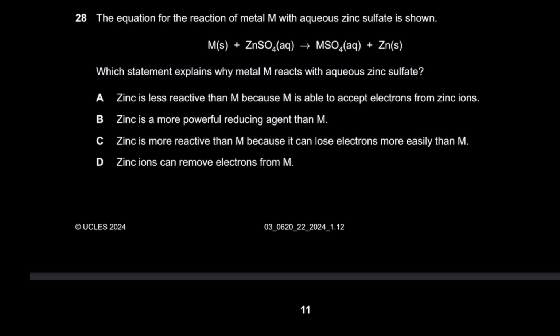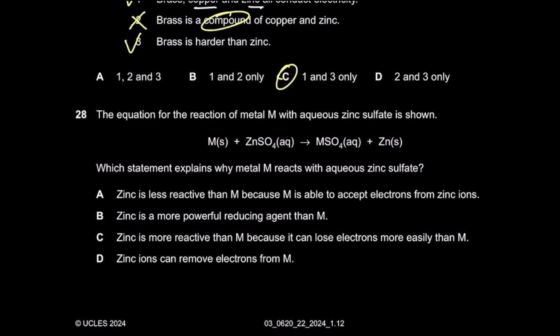Okay. 28. The equation for the reaction of metal M with aqueous zinc sulfate is shown. Metal M is a solid and it's reacting with zinc sulfate. Obviously, if it's reacting with zinc sulfate and displacing Zn, I can safely say that metal M is more reactive than zinc, right? That's why it can displace it. And I can also deduce one more thing, that the metal sulfate is aqueous, which means this is soluble. I can deduce these two things.